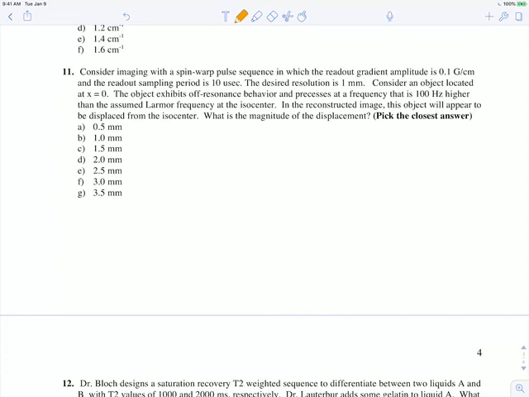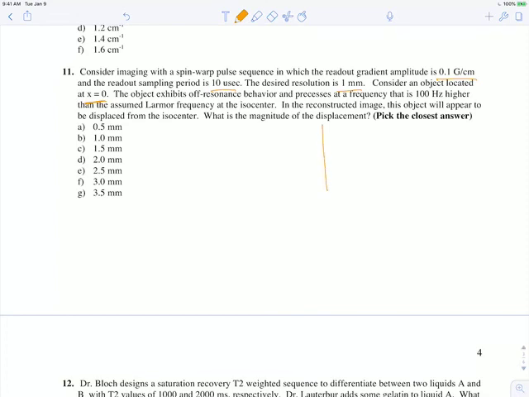This one we were given a spin warp pulse sequence in which the gradient amplitude is 0.1 Gauss per centimeter. The sampling period is 10 microseconds. Desired resolution is 1 millimeter. Consider an object located at x equals 0. The object exhibits off-resonance behavior and precesses at a frequency that's 100 hertz higher than the assumed normal frequency at the isocenter. In the reconstructed image, this object will appear to be displaced from the isocenter. What is the magnitude of the displacement?